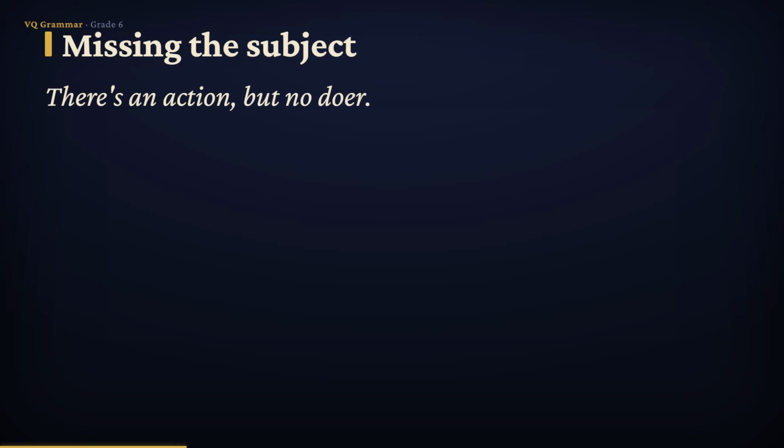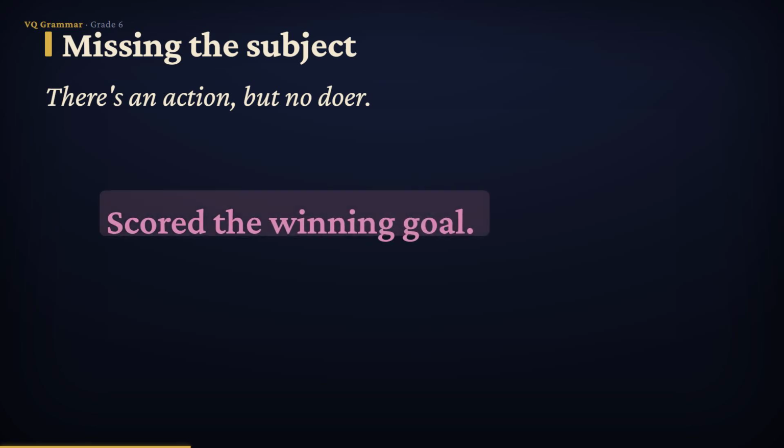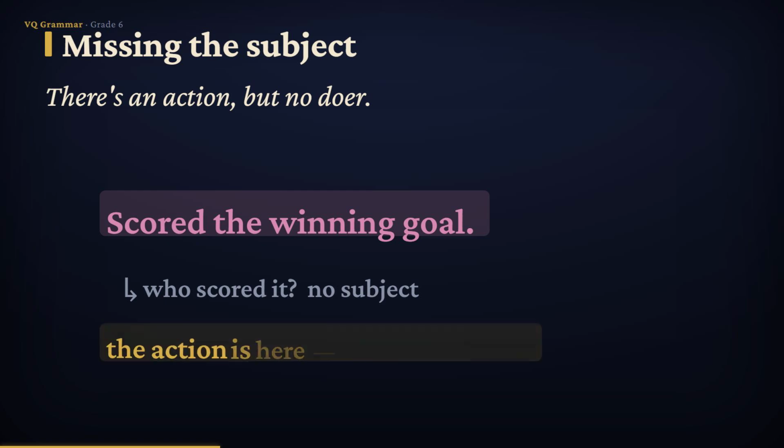Here's a fragment missing its subject, scored the winning goal. There's clearly an action here, scored the winning goal, but stop and ask yourself, who scored it? Nobody is named. The doer is missing. The action is sitting right there, but with no subject to perform it, this word group is only a fragment.